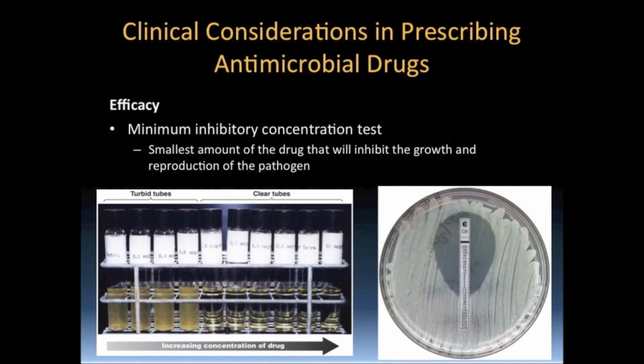The image on the right shows a test known as the E-test. It combines the minimum inhibitory concentration test with the diffusion susceptibility test. The plastic strip contains a gradient of antibiotic concentrations. The minimum inhibitory concentration can be read from a scale printed on the strip. The point at which the zone of inhibition intersects the scale printed on the strip is the minimum inhibitory concentration.